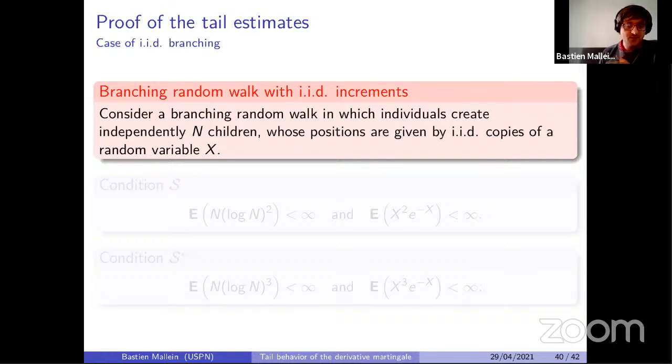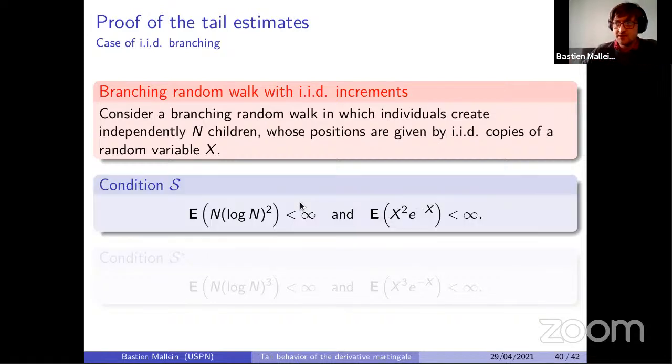Okay. So condition S star can be simplified a little bit if you make a simplifying assumption on the way the branching random walk behaves. So if instead of having this point process of children, you say, okay, my branching random walk makes a random number N of children, and then each of its children moves independently according to an independent copy of the same random variable X.